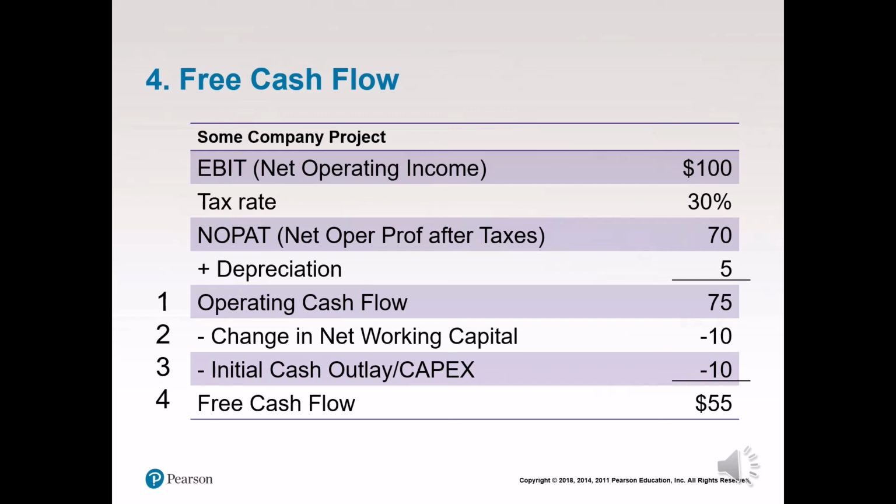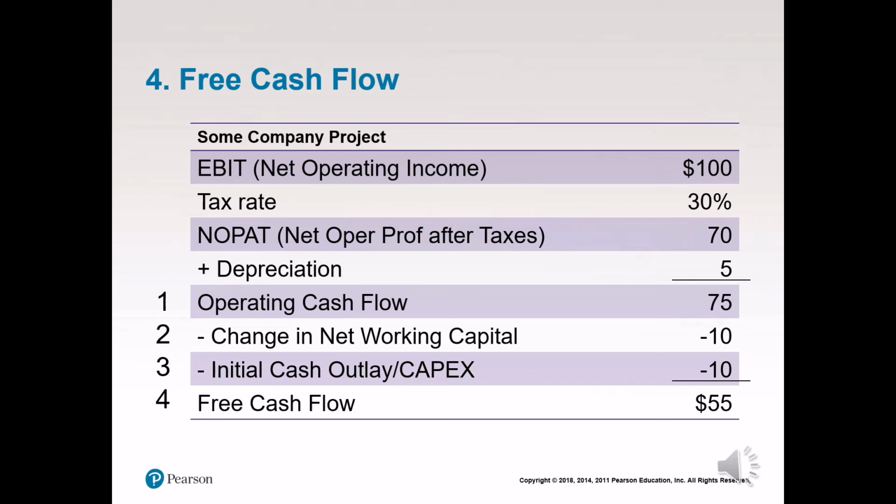For this project here, let's look at the numbers that they've come up with. Our EBIT, that's where we're going to start for this project. Remember that you can start all the way with sales and subtract cost of goods sold to get your gross profit, subtract your operating expenses to get your net operating income. But here we're starting with EBIT. Their net operating income is $100,000. The tax rate is 30%. So they're going to pay $30,000. That means our net operating profit after tax is $70,000.